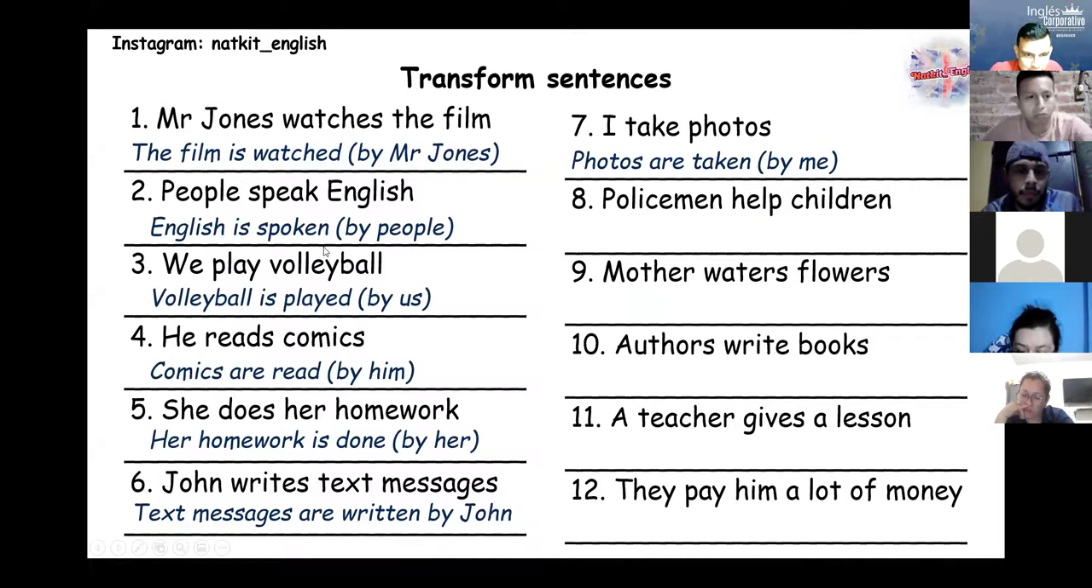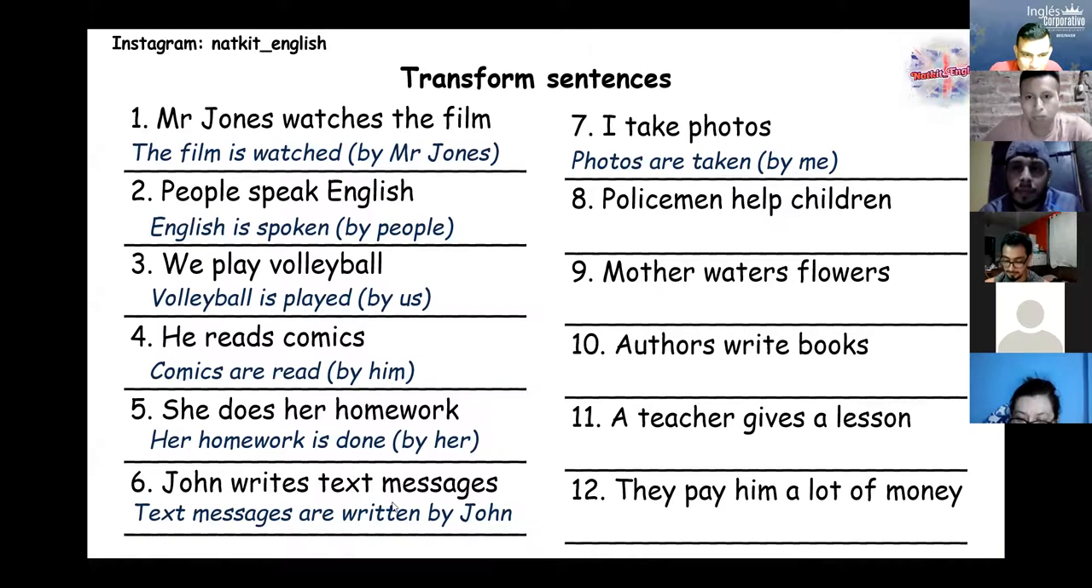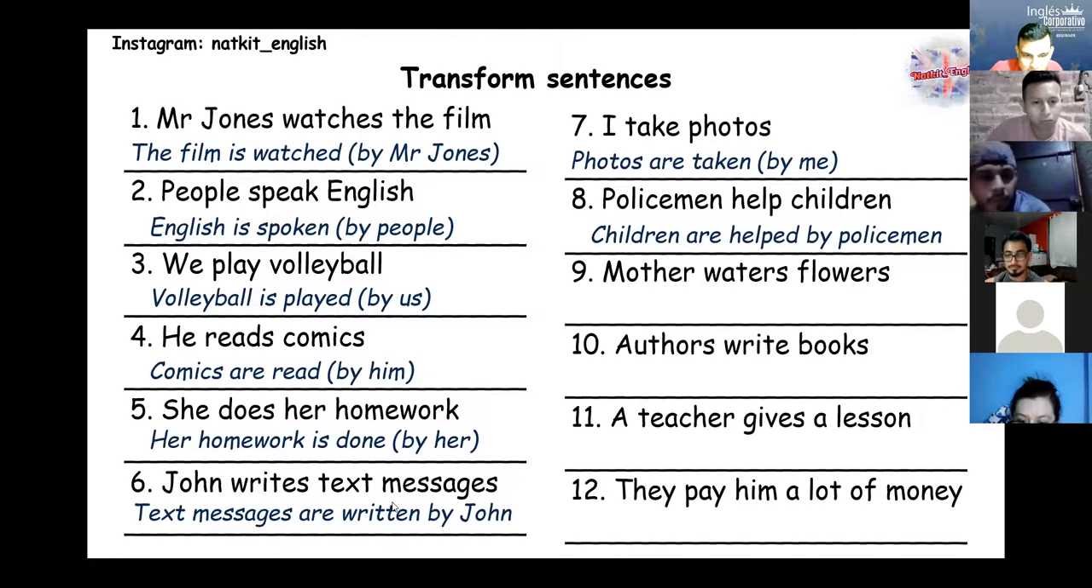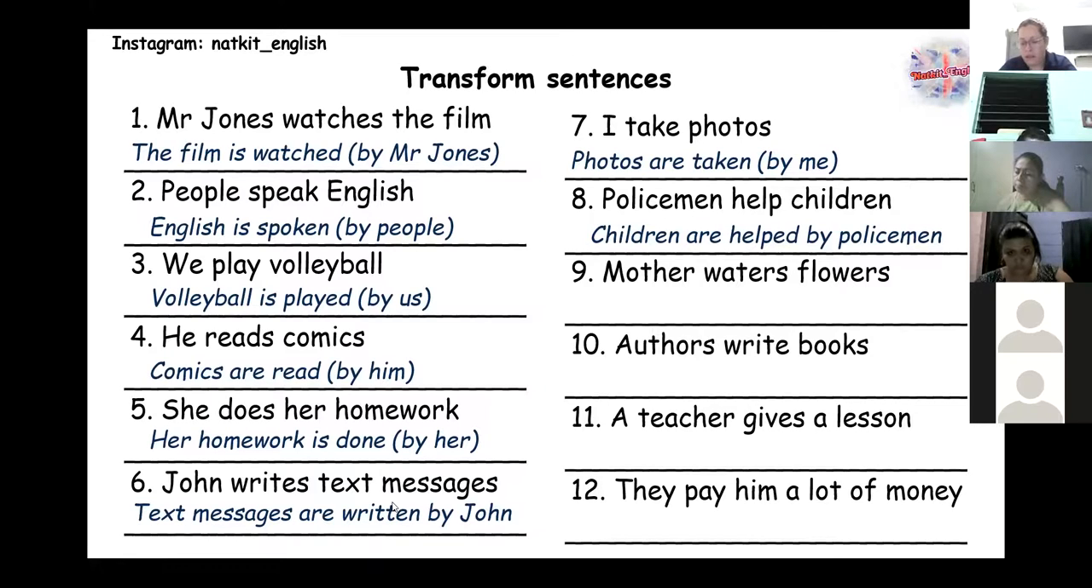Any volunteer? Number eight. Me, teacher. Mr. Emerson, go ahead. Children are helped by policemen. Excellent. Perfect. Number nine. Volunteer. Me, Hazel. Thank you, Miss Hazel. Flowers are watered by her. Flowers are watered by my mother or by her. Very good.